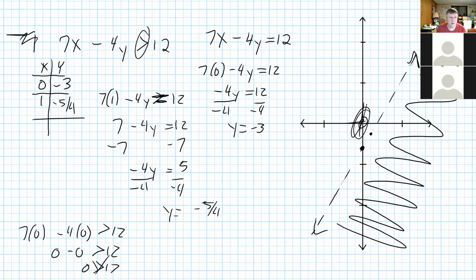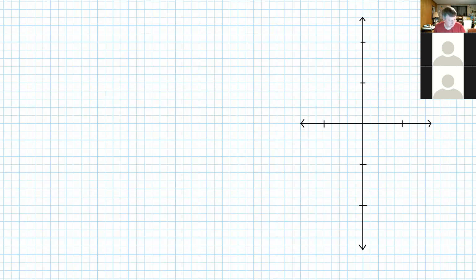Let's see here. I am going to go to the next page. Now, what we're looking at today is graphing a system of inequalities. So we're going to graph more than one inequality on the same graph. And when we do, the solution will be where the 2 individual solutions from each inequality overlap. If I lost you there, don't panic. This is what we're doing today.